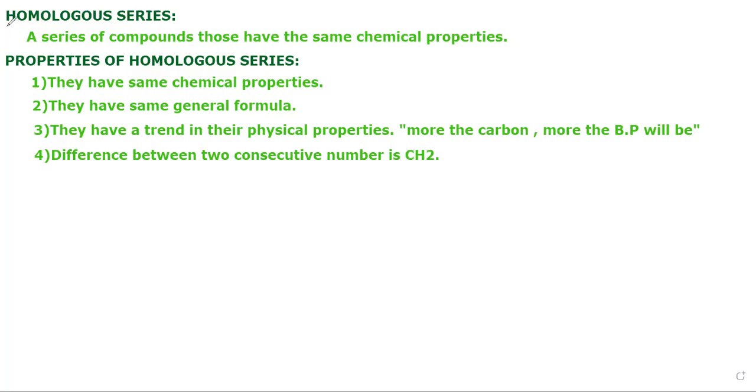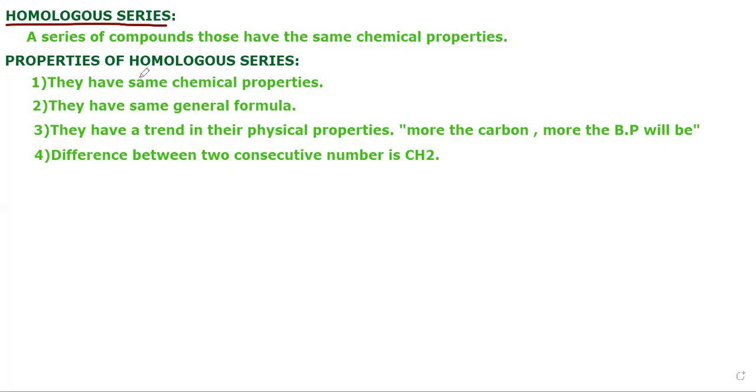Today we are going to study about homologous series. So what is homologous series? Homologous series is a series of compounds that have the same chemical properties. This is the definition of homologous series. So once again, what is homologous series? A series of compounds that have the same chemical properties.